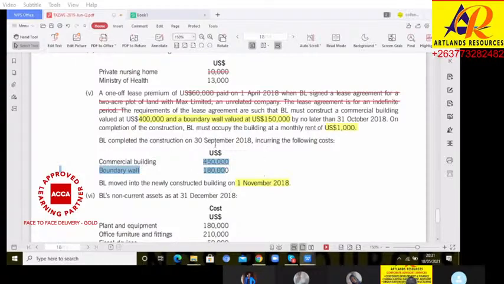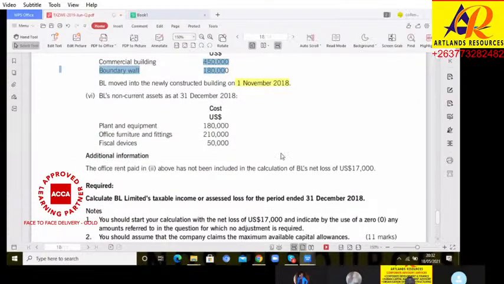Another thing is my buildings are covered. The lessor can claim capital allowances on those buildings as well. Then the non-current asset register is like this. So this is about claiming capital allowances as well. But notice, on capital allowances for fiscal devices, you claim 50% VAT.